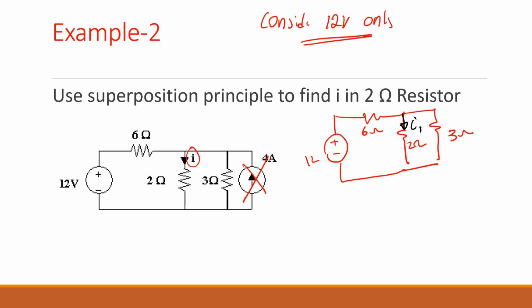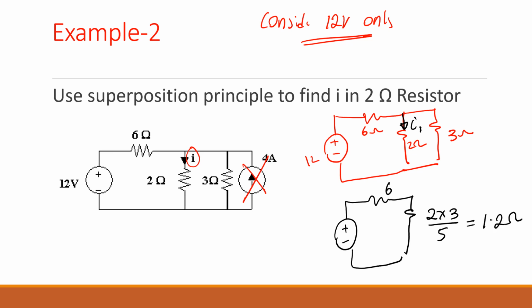2 and 3 are parallel, so you can, am I right? So how do we combine 2 and 3? In the previous one, we used the node method. So if you consider this, 2 times 3 divided by 5, isn't it? 2 times 3 divided by 2 plus 3. So the resistance will be 6 divided by 5, 1.2 ohms. And we have 6 ohms.